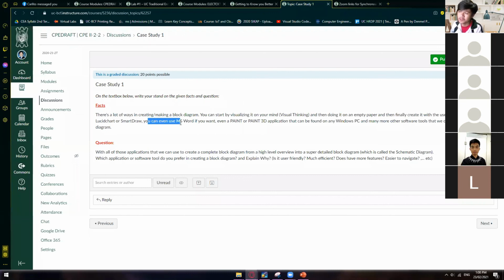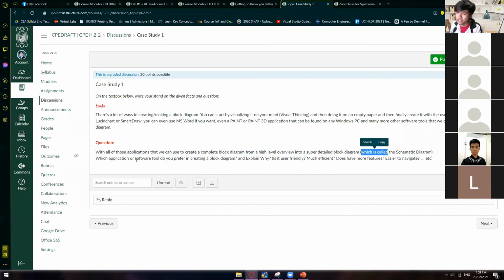You can even use Microsoft Word if you want, or even Paint or Paint 3D, applications that can be found on any Windows PC, and many other software tools that we can use to create a block diagram. With all of those applications, we can create a complete block diagram from a high-level overview into a super detailed block diagram, which is called the schematic diagram.